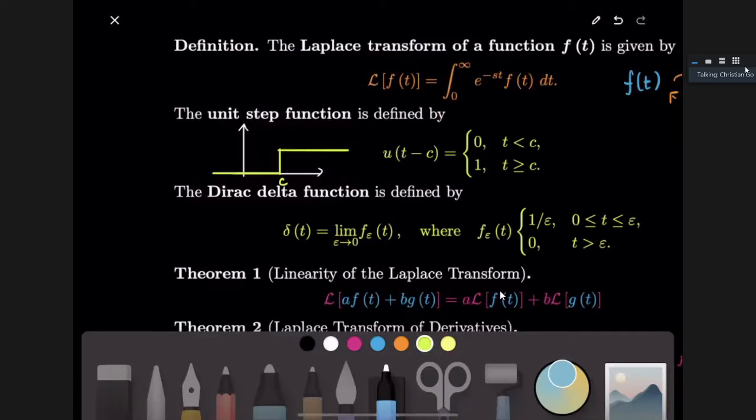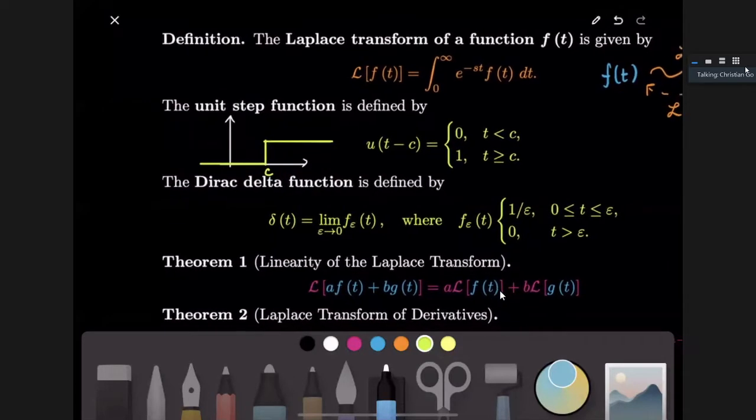All right, so the unit step, what it allows us to do is, on its own, it's just a function that takes in either zero and one. But when we start multiplying functions to the unit step, then we can think of it as an activation or deactivation of a function. All right, the Dirac delta is quite similar.